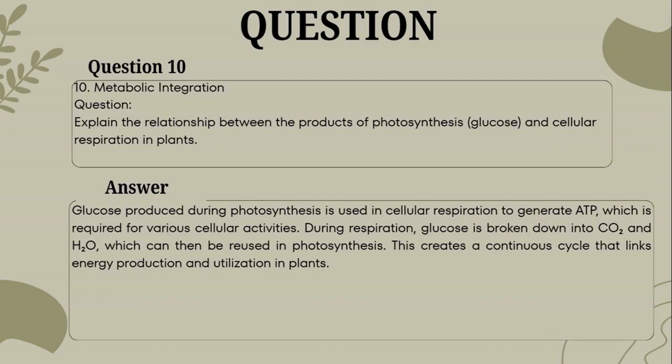Next question, or the last question about metabolic integration. Explain the relationship between the product of photosynthesis, or glucose, and cellular respiration in plants. Glucose produced during photosynthesis is used in cellular respiration to generate ATP, which is required for various cellular activities. During respiration, glucose is broken down into CO2 and H2O, which can then be reused in photosynthesis. This creates a continuous cycle that links energy production and utilization in plants.